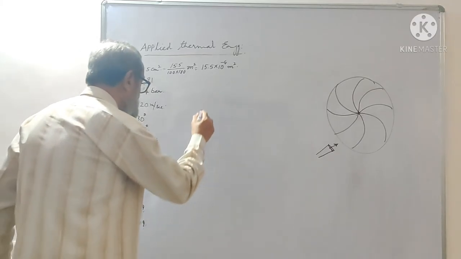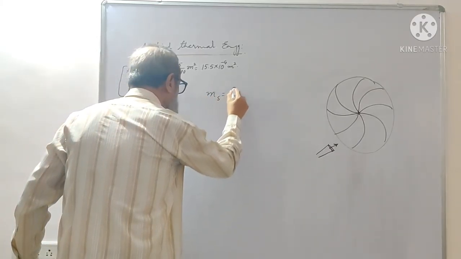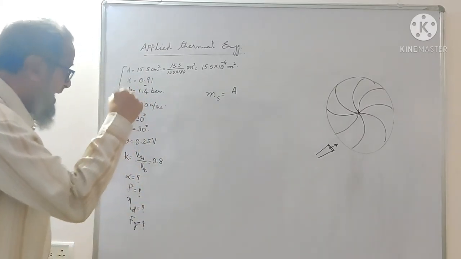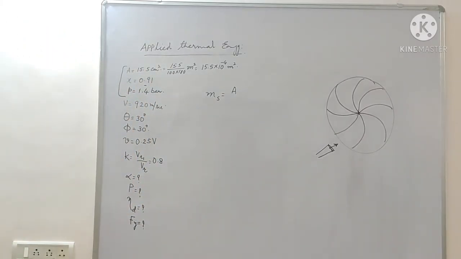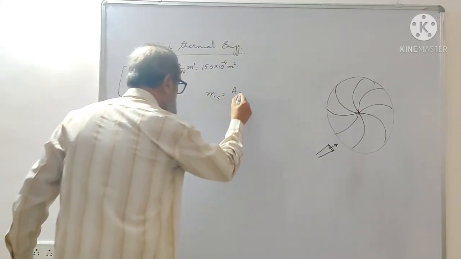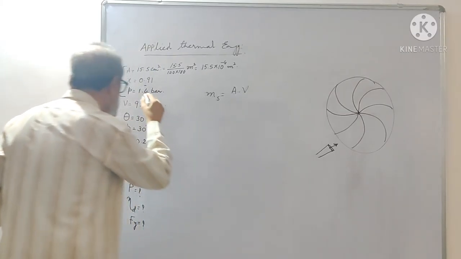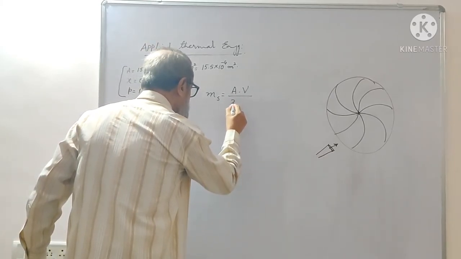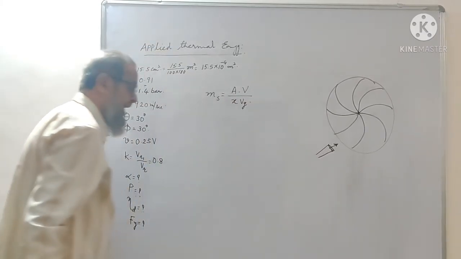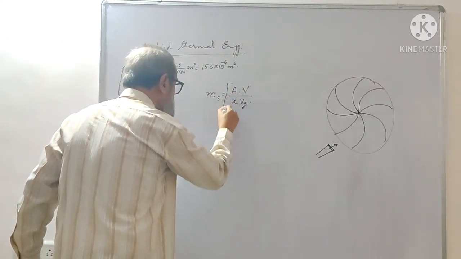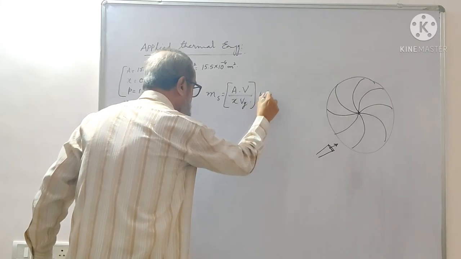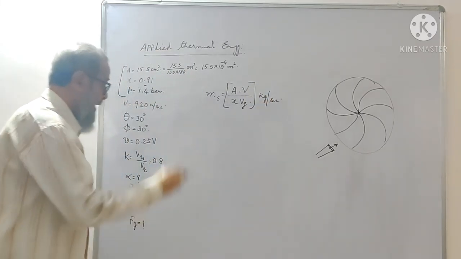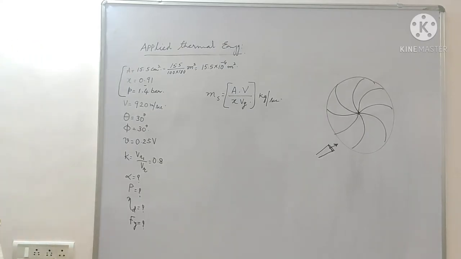You know, this ms is equal to the area of nozzle at exit in square meters into V, the velocity of steam at exit of the nozzle, divided by X into Vg, so many kg per second. You have used this formula in nozzles. You write A2 V2 by X2 Vg2, A3 V3 by X3 Vg3. ms is equal to the mass of steam. Mass flow of steam is equal to this, you will write.